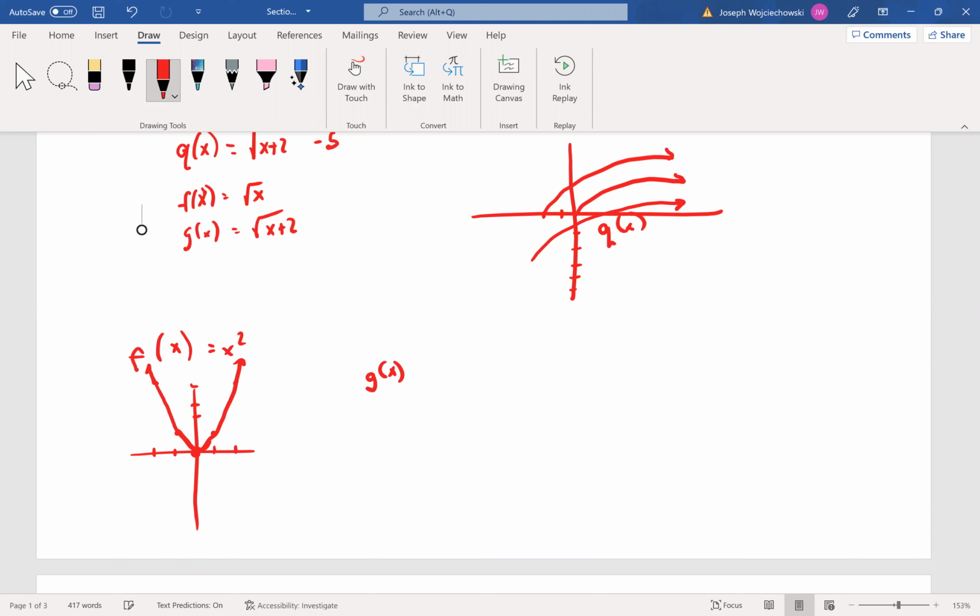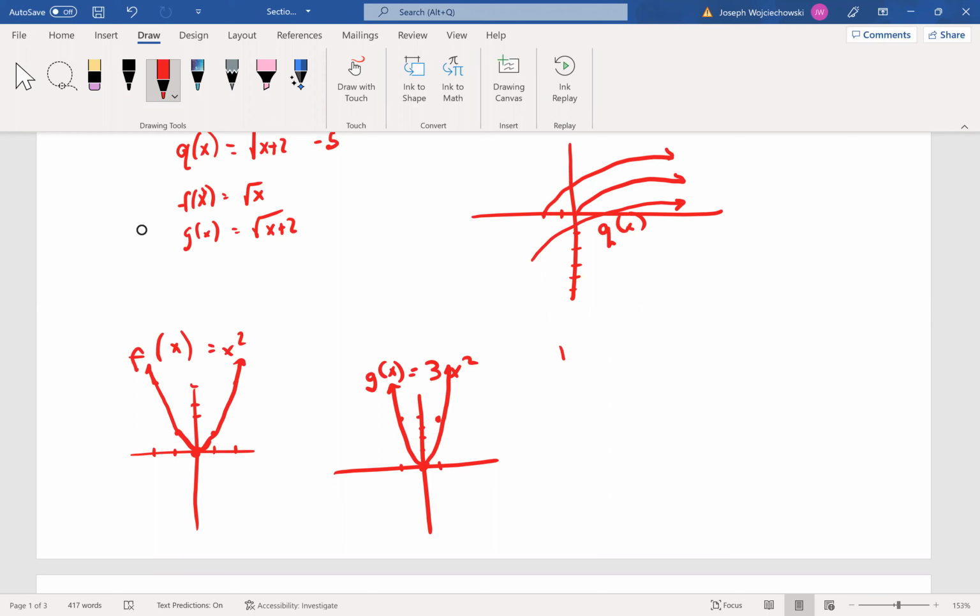Okay, now let's look at g of x equals 3x squared. Again, when x is 0, we have 0. When x is 1, 1 squared is 1, but we have 3. And for negative 1, we have 3 as well. What's happening here is it's the same general shape, but it's kind of pushed in.